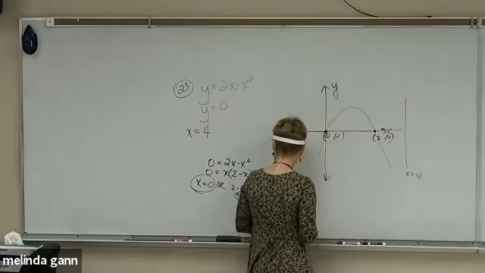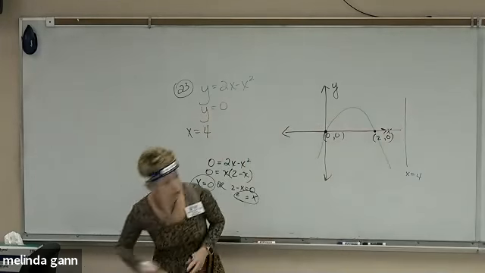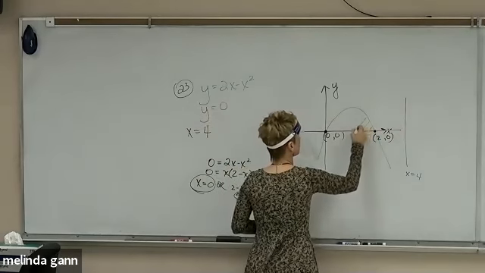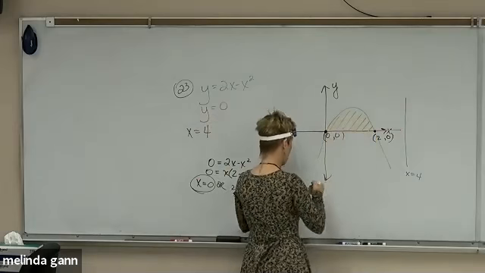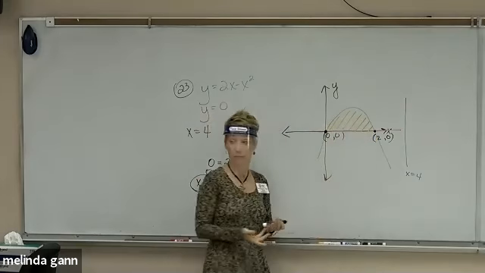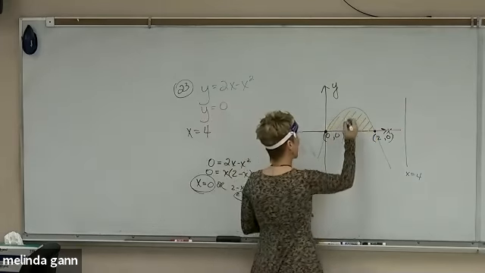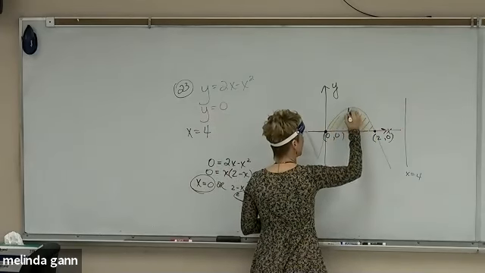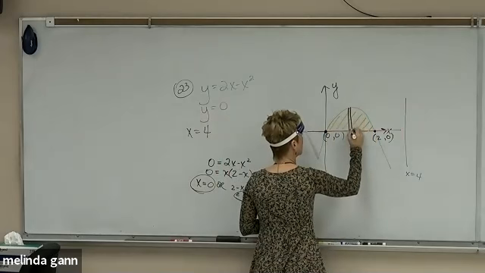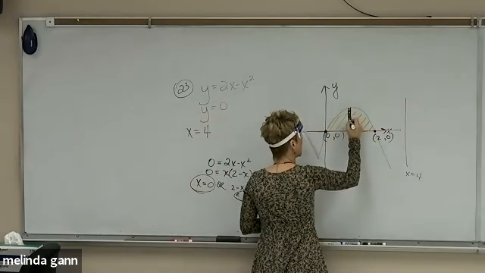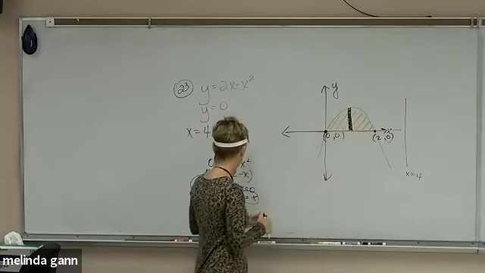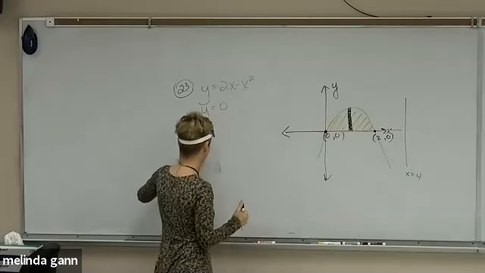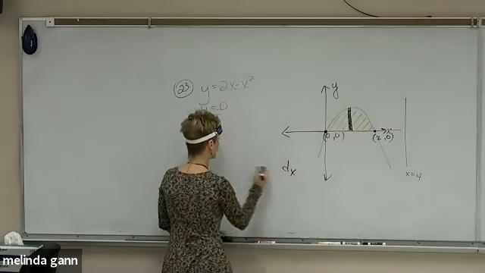Now, so my shading is right here. I'm not going to tell you which way to work it, okay? But suppose I decided that I wanted, and I'll show you why in a minute, to draw my rectangle vertical. Now, if I draw that rectangle vertical, is it going to be dx or dy? It's going to be dx.